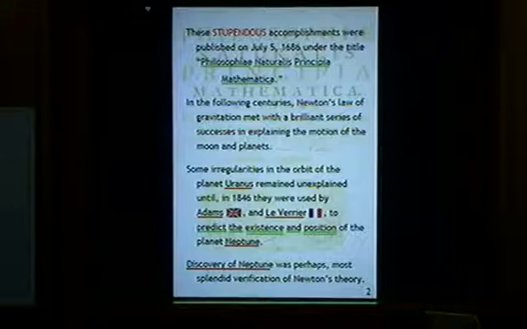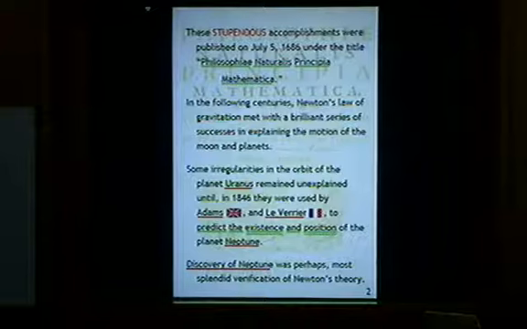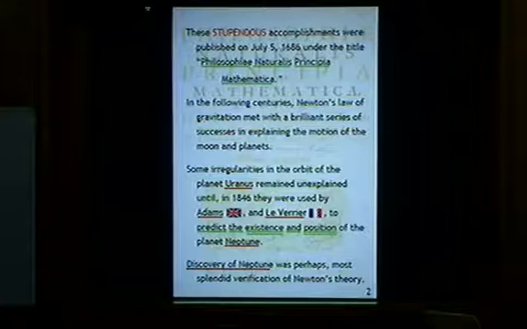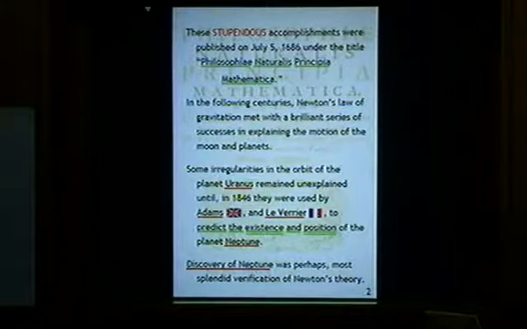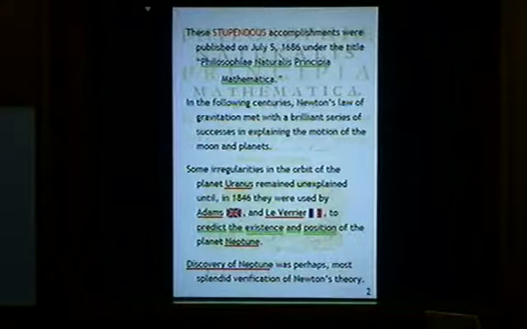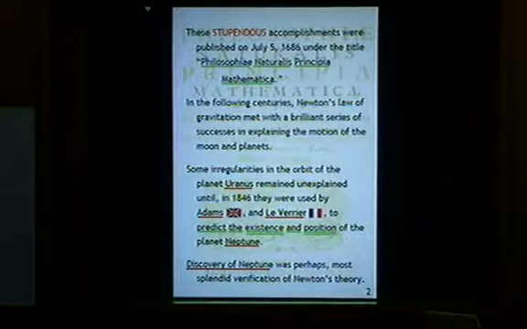In the following centuries, Newton's gravitation met with a brilliant series of successes in explaining the motion of the moon and the planets. Some irregularities in the orbit of the planet Uranus remained unexplained until in 1846 they were used by Adams, an Englishman, and Leverrier, a Frenchman, to predict the existence and position of a new planet, the planet Neptune. The discovery of Neptune was probably the most splendid verification of Newton's theory.